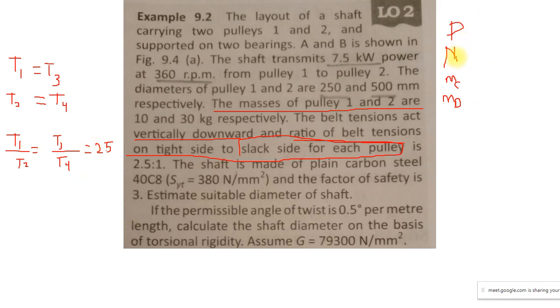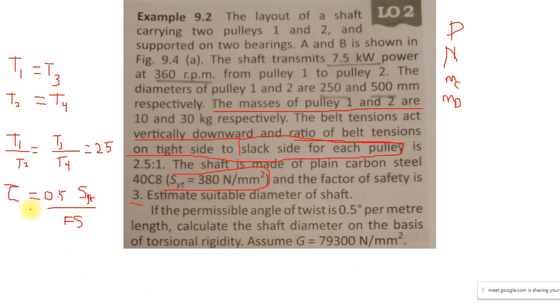They have given the power, the speed, the mass of the pulleys, the diameter of the pulleys, and the ratio of the tensions. Instead of shear stress, which we actually need, they have given the tensile yield strength as well as the factor of safety. In one previous homework problem, I told you how to find the shear stress if the yield strength of the material is given: it is 0.5 times the yield tensile strength divided by the factor of safety. This is how we find the shear stress.